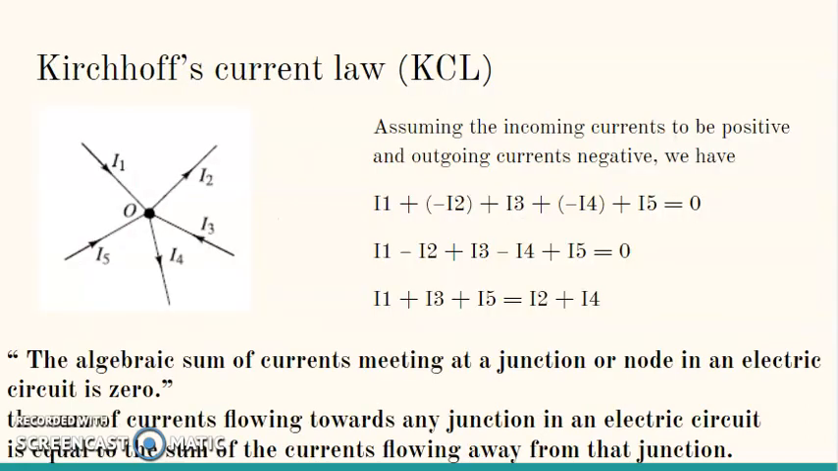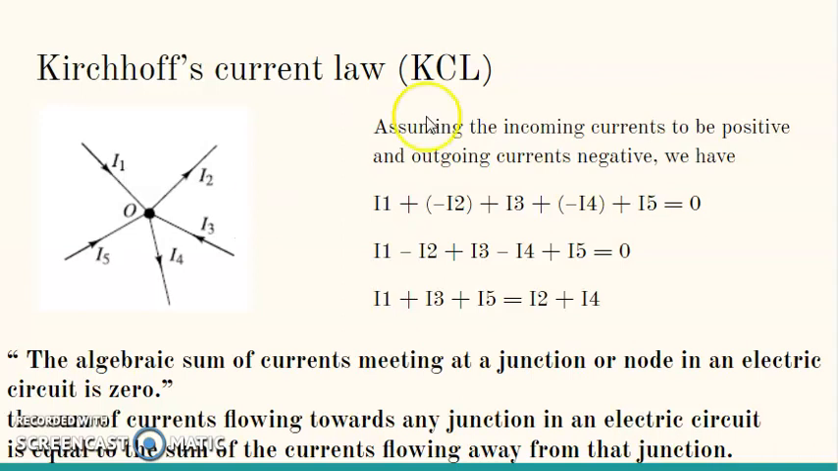Now to solve any problem in network theory, we need basic knowledge of two laws, which are Kirchhoff's current law and Kirchhoff's voltage law. Kirchhoff's current law, also known as KCL, states that the algebraic sum of currents meeting at a junction or a node in an electric circuit is 0. As we have just seen, a node is a point where two or more elements come together, or two or more branches meet at that point.